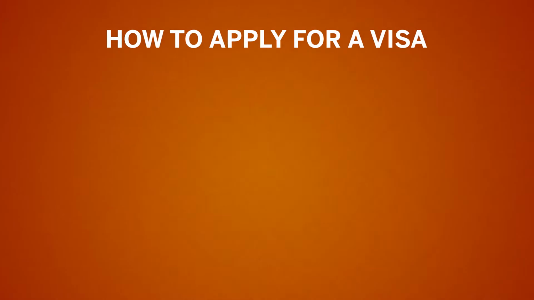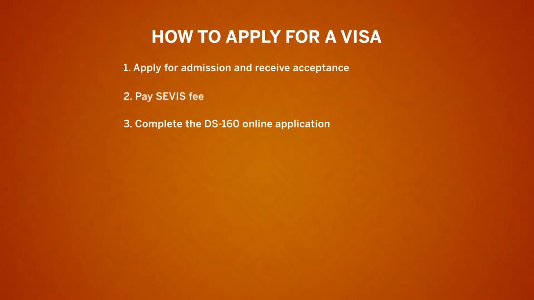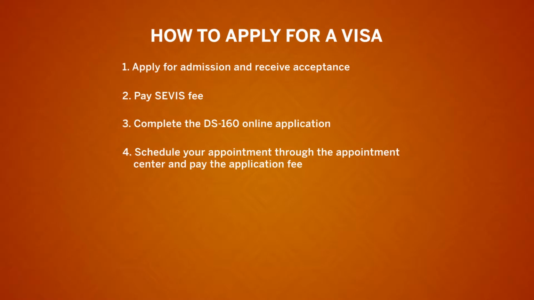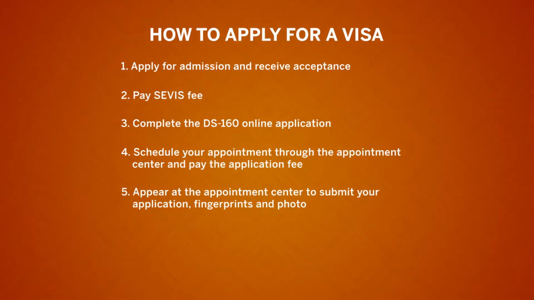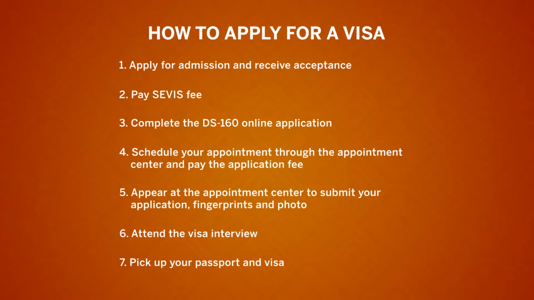First, students should apply for admission and receive acceptance, pay the SEVIS fee, complete the DS-160 online application, schedule your appointment through the appointment center and pay the application fee, appear at the appointment center to submit your application, fingerprints, and photo, attend the visa interview, pick up your passport and visa. F-1 student visas are provided by the U.S. government to students admitted to an accredited educational program.